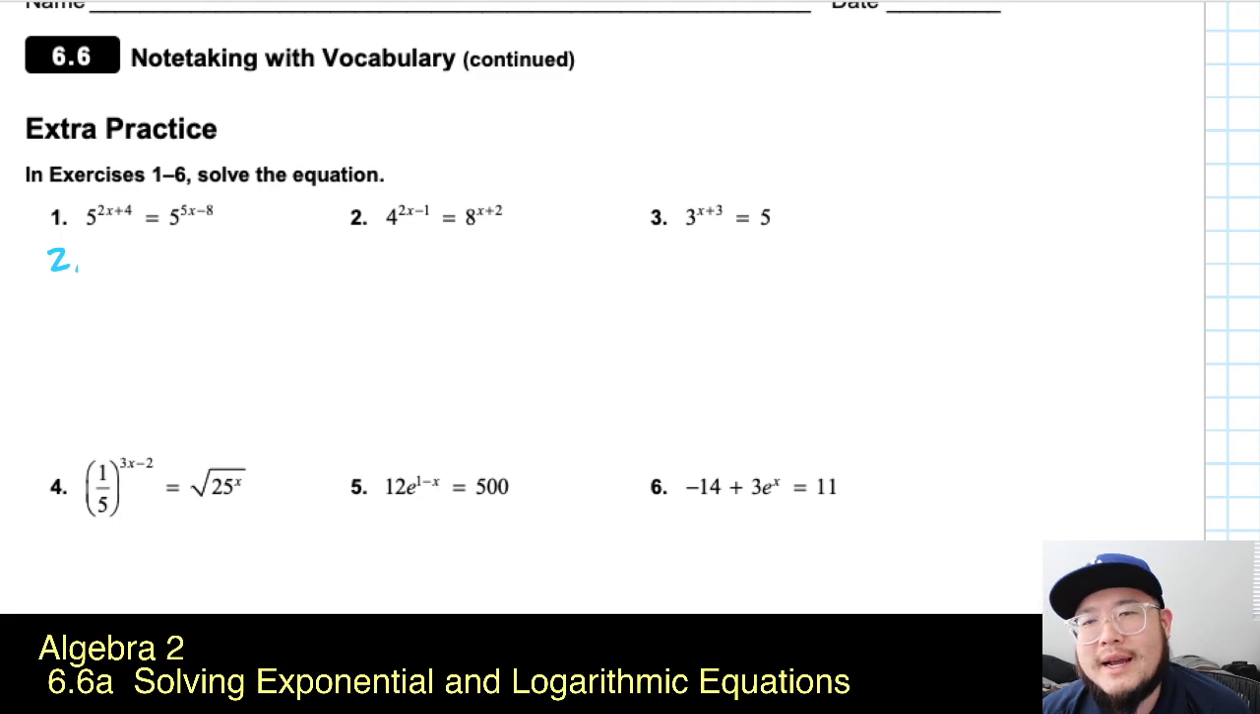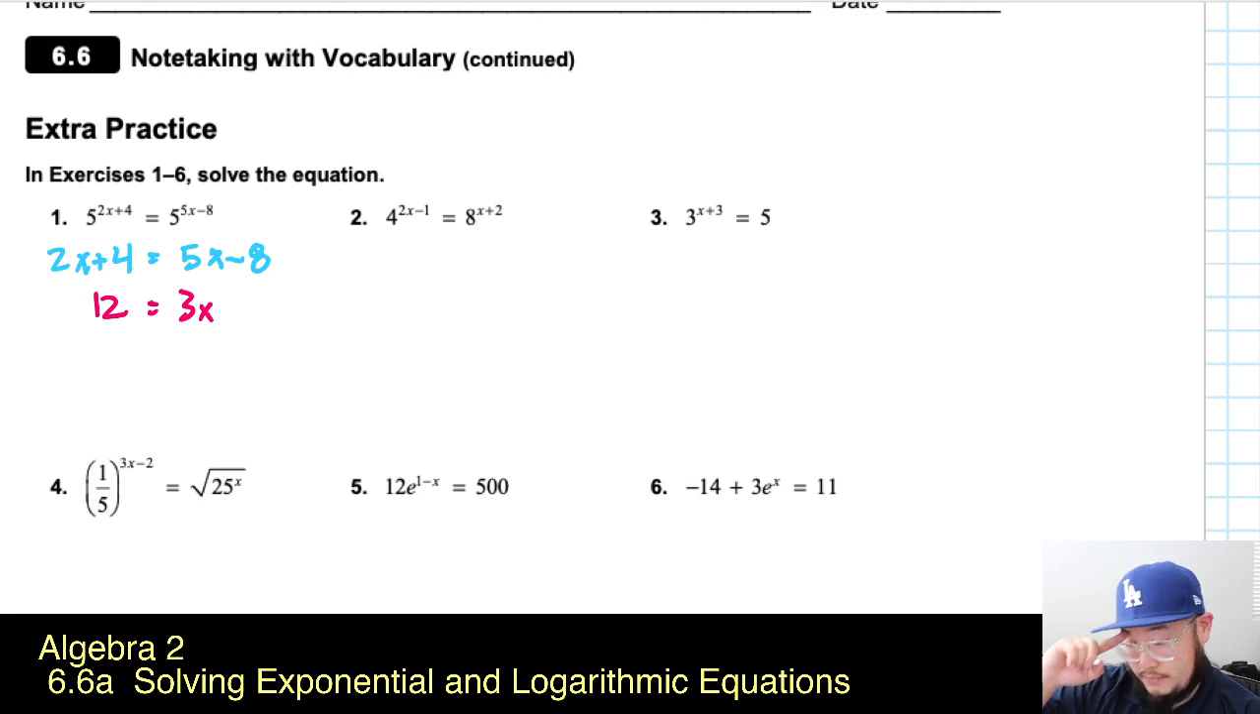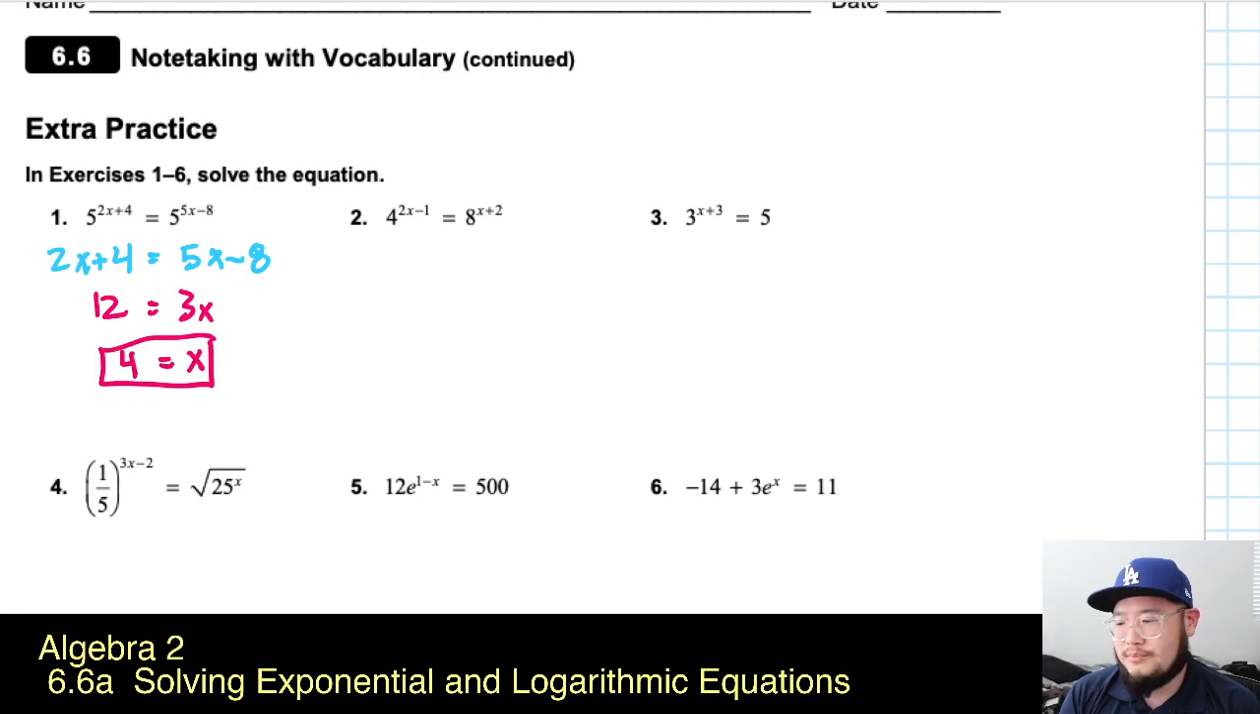Once again, I can only do that if the bases happen to be the same, which they are right here. So let's go ahead, I'll subtract 2x from both sides, and let me add 8 to both sides. So 12 is equal to 3x. We'll divide both sides by 3, and x is equal to 4. All right? And just like that, we have our answer.